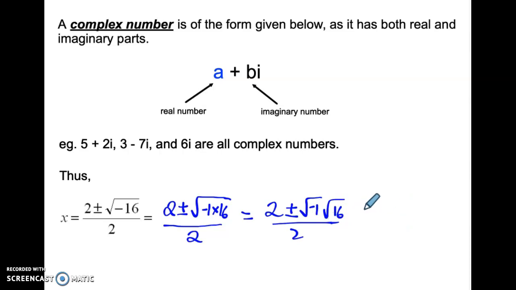And this helps us because we know now that the square root of negative 1 is actually i. And we already know what the square root of 16 is. The square root of 16 is 4. So what we actually have there is 2 plus or minus 4i all over 2. And of course that can be reduced because everything has a factor of 2 in it. So we can divide a 2 out of every single term. And we would just be left with 1 plus or minus 2i.